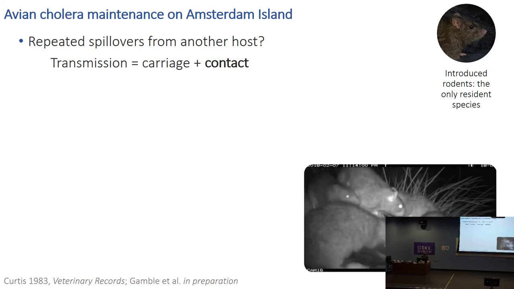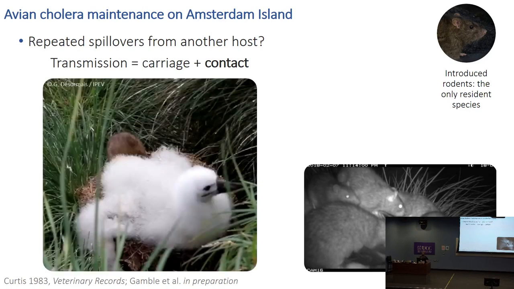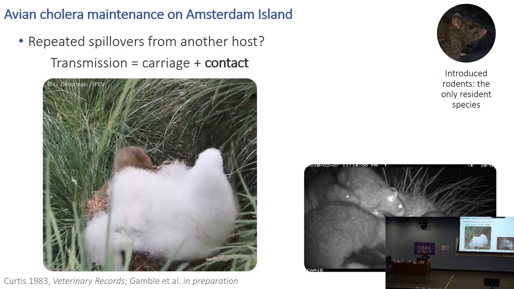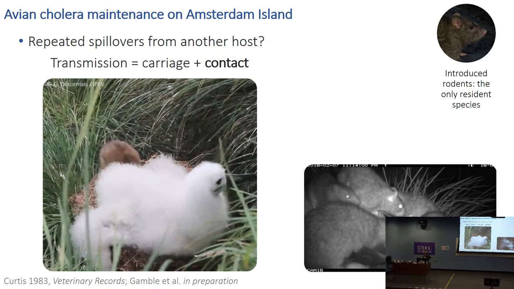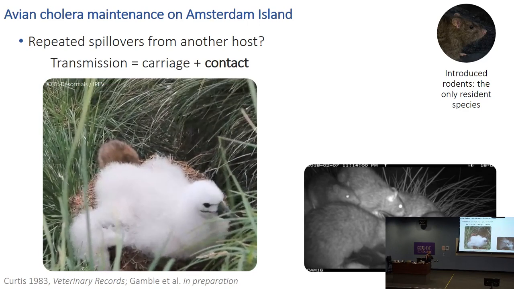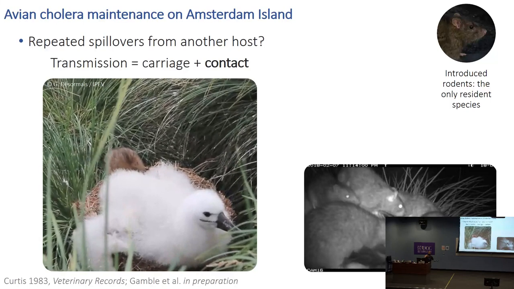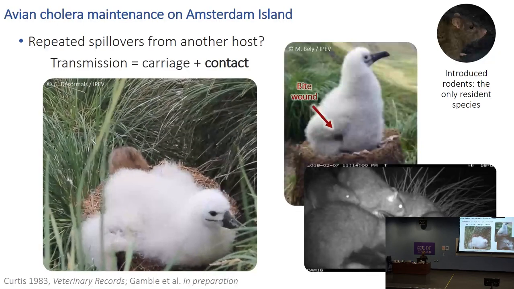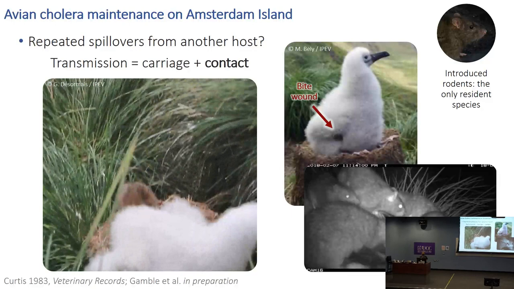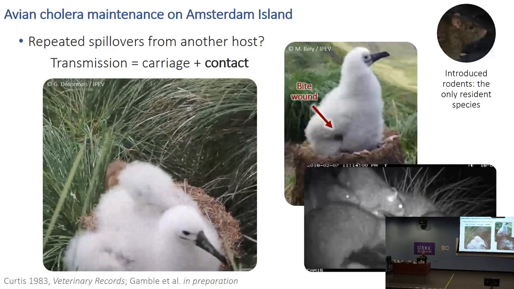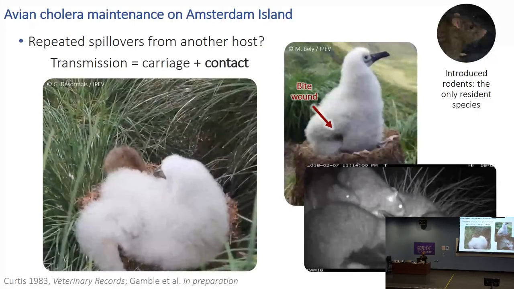So you can see here we have rats eating on a dead chick. You can actually not see the chick under, but you have to believe me. And we also have rats biting chicks while they're still alive. So that could be an opportunity for both the rats to get infected by the pathogen while they're eating dead birds, but also transmit the pathogen to live ones. And we can see a few birds with wounds, like you can see here.